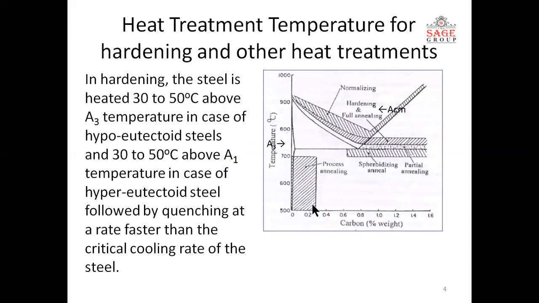So this is the hardening. You can see in the figure that for a hypoeutectoid steel, the temperature is 30 to 50 degrees above the A3 temperature, and for hypereutectoid steel it is some 30 to 50 degrees above the ACM temperature, as shown here.